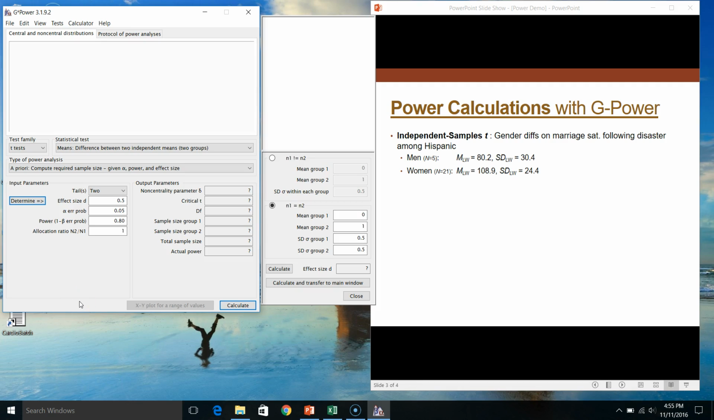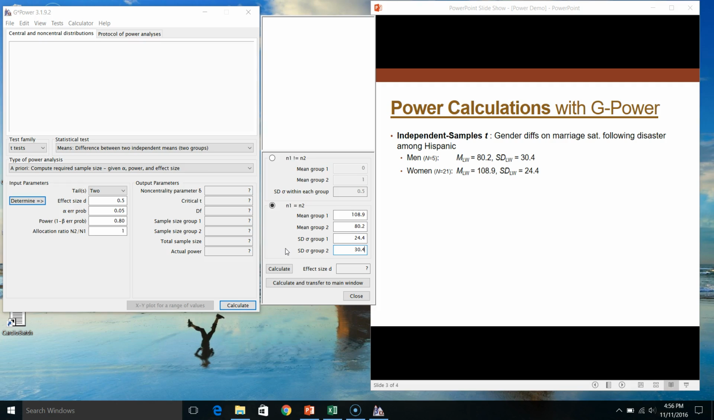So a couple of different ways you can do this. One, if we thought the standard deviation within each group was equal, we could go up here and say, all right, here's the mean of group 1, the mean of group 2, and here is their shared standard deviation. However, we've got means and standard deviations for both groups, so we'll calculate it here. So we've got the mean of group 1, our mean for our women is 108.9. Our mean for our men, 80.2. Standard deviation for our women is 24.4, and our standard deviation for our men is 30.4.